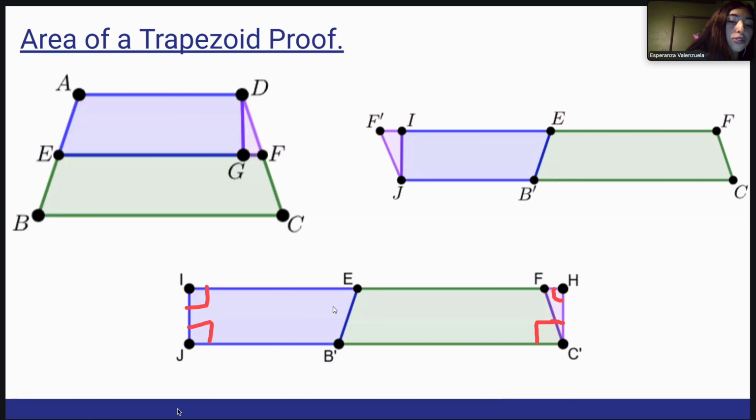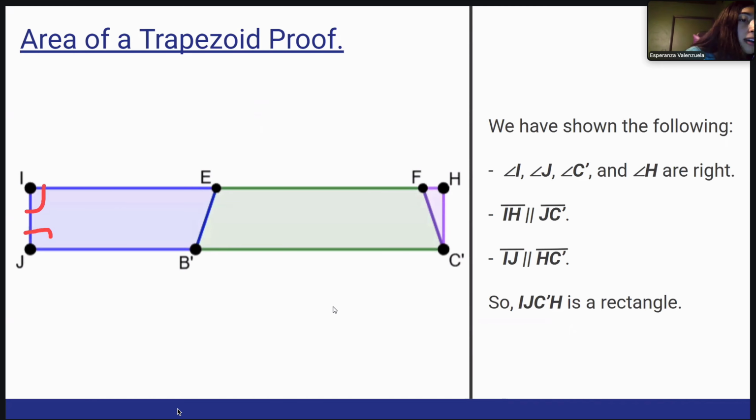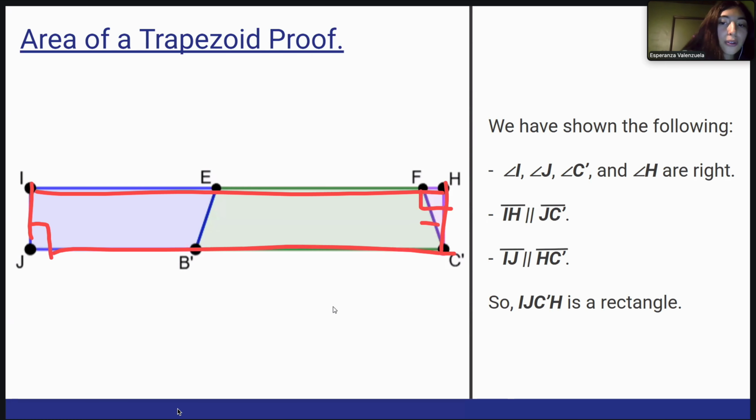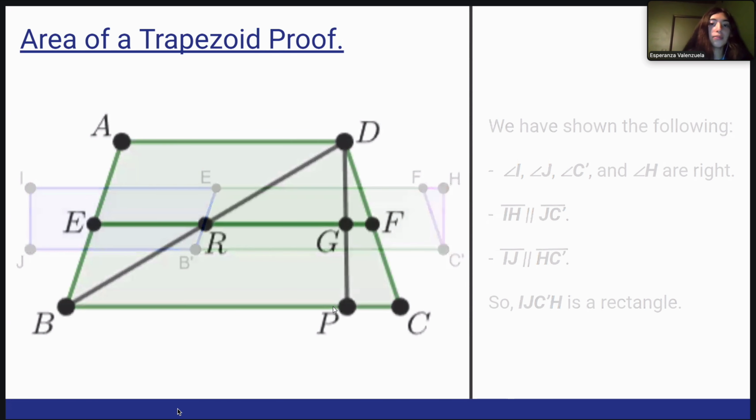And we showed that those two are pi halves. And then by a similar argument to the one where we showed that this is pi and those are a linear pair, we can show that these form a linear pair, so that is pi. Therefore, we have showed that this is pi halves, that's pi halves, that's pi halves, that's pi halves, and that this is parallel to this. And since these form right angles, it follows that ij and hc prime are also parallel. Therefore, we know that ijc prime h is a rectangle.